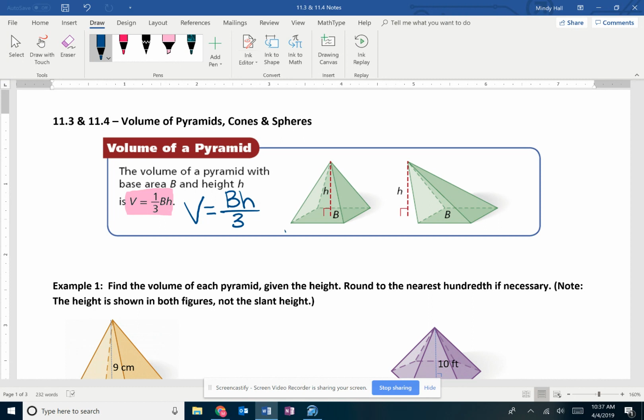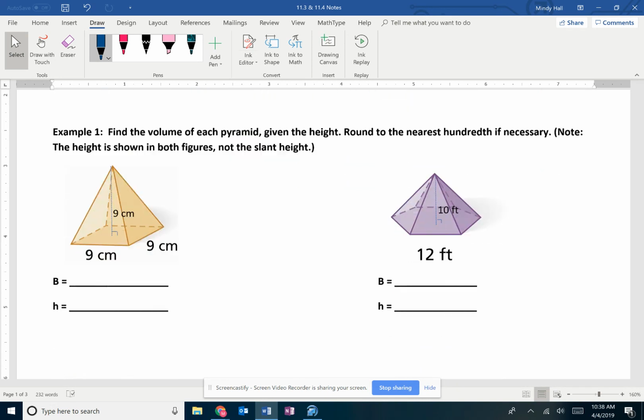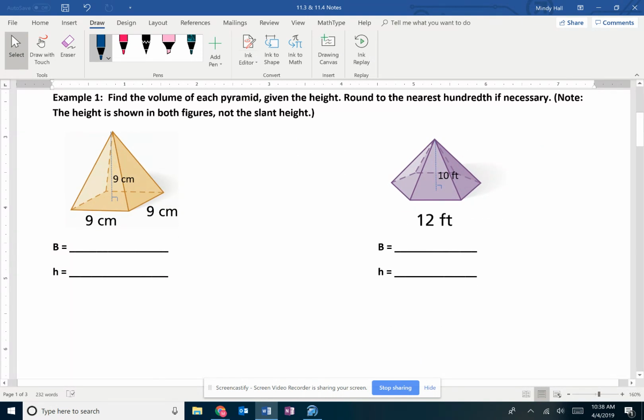And if you notice with this shape, it doesn't matter if it is a right pyramid or an oblique pyramid. And remember, oblique is just the fancy way of saying that it's kind of slanted. But regardless of whether or not it's oblique or right, it is still going to be the same formula. Looking at this, both of these give the height, so that's the nice thing. It's not slant height. We don't have to do extra work.